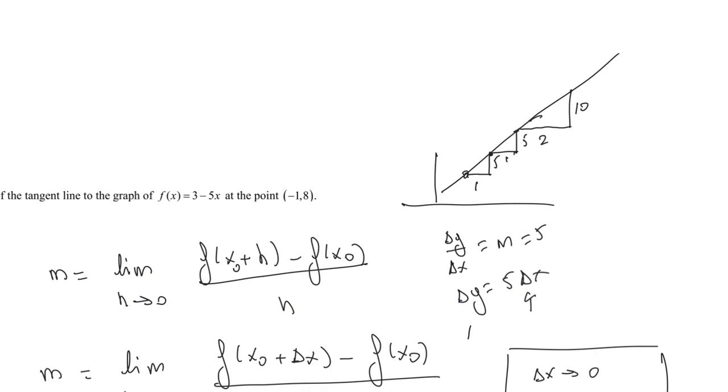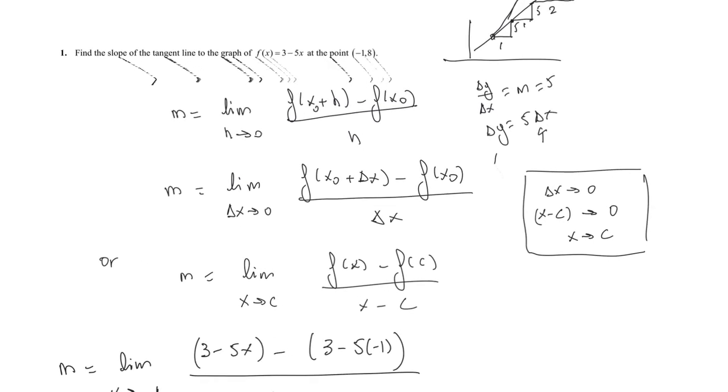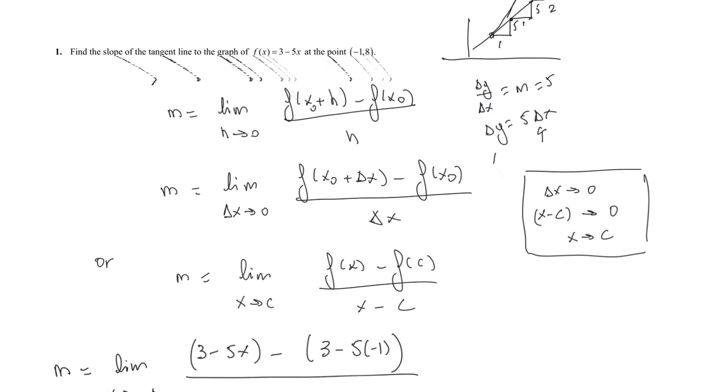So a rectilinear line is a line that preserves the slope. The slope is always constant. If the graph curves like this, the slope is changing all the time. Okay. Now let's use our definition of the slope.